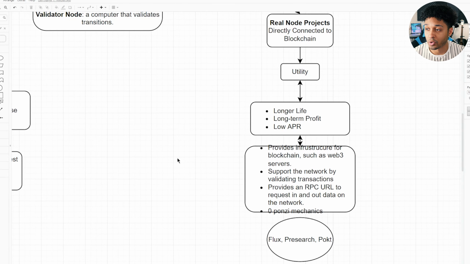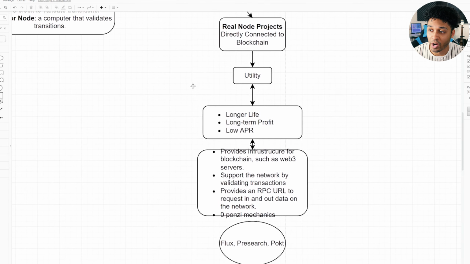All right, so going over to the real types of node projects, they are directly connected to the blockchain, meaning that validator nodes and RPC nodes, those are directly connected to the blockchain in some type of way. So that's already going to be a utility on its own, but it goes much further than that.